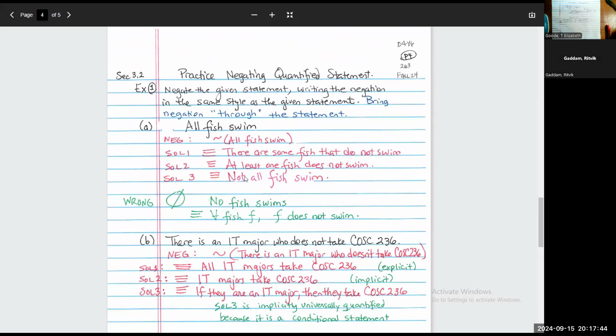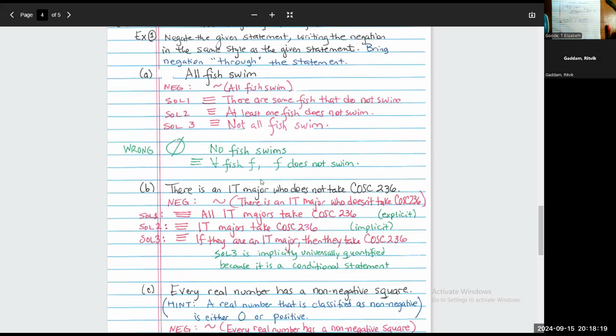When you put not right next to all, it does two things. It means this solution 3 is not universal. It is existential, but it means it's not true that all fish swim. That means there is at least one fish that doesn't swim. For a for all statement to fail, all it takes is one object in the domain for that property in that statement to fail.